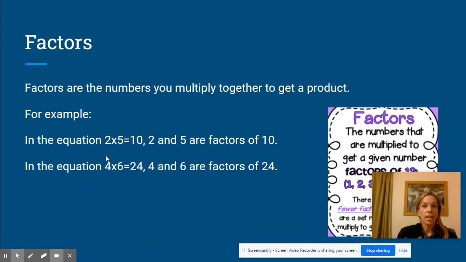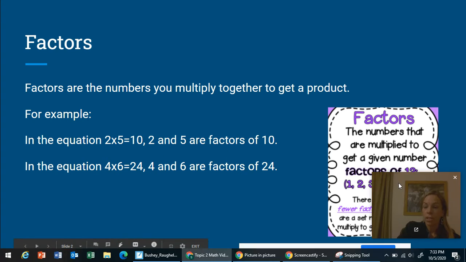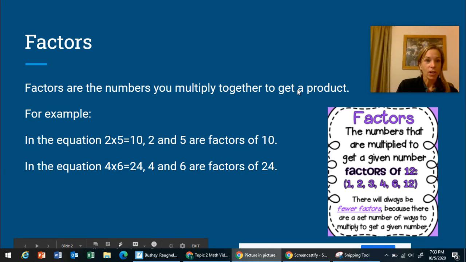So this past week, you learned a lot about factors and multiples, and we're going to go over that right now. So if you notice on this page, it is going over what factors are. So factors are the numbers you multiply together to get a product. And I love this very child-friendly poster that I found online that can help support your thinking with this. So factors, like I just said, are numbers that are multiplied to get a given number. So for example, factors of 12 could be 1, 2, 3, 4, 6, or 12. And we'll go into that in a little bit.